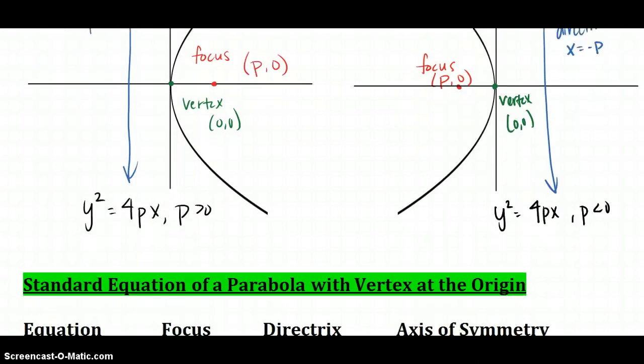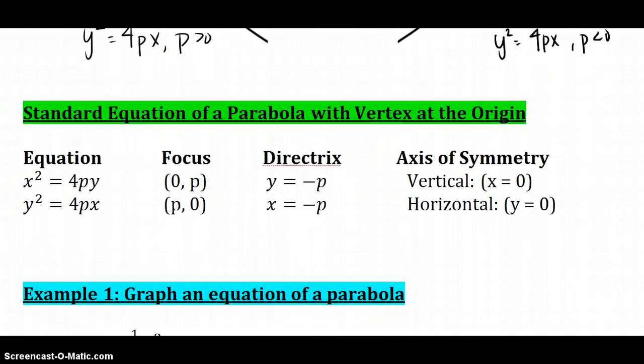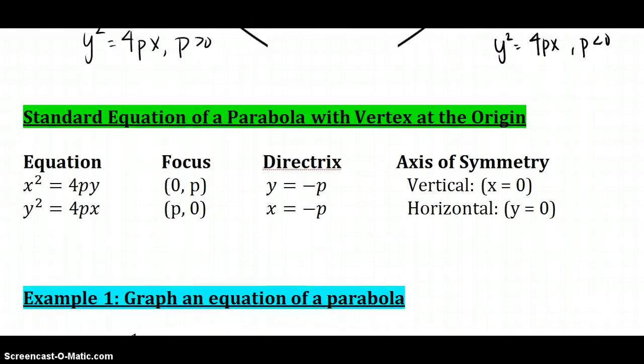So let's apply all these properties so that they make a little sense. First off, here is mainly what you're going to need. This is exactly what I wrote down except without the pictures. So we have two different equations. If it opens up or down, you're going to be using this first equation. So this is if it opens up or down, and this would be left or right. And these are the properties I just wrote down up there, a little bit more simplistic.